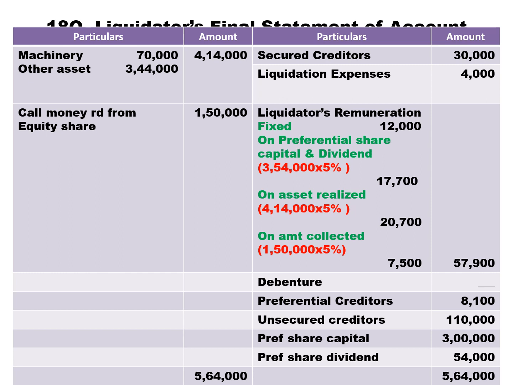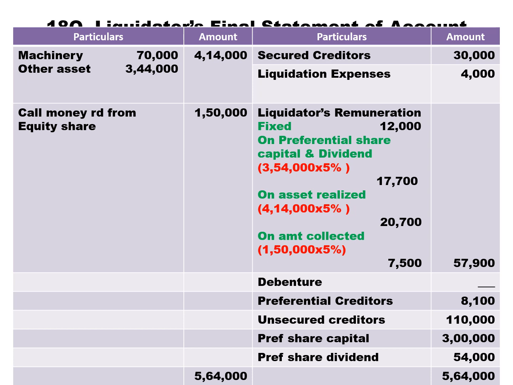We don't have debenture in our question, so it's dash. We have preferential creditor 8,100 given in the question. Unsecured creditor is 1,10,000, that's unsecured creditor 70,000 plus bills payable 40,000. Then you have to pay preference capital 3 lakh. Then you have to pay preference dividend 54,000.